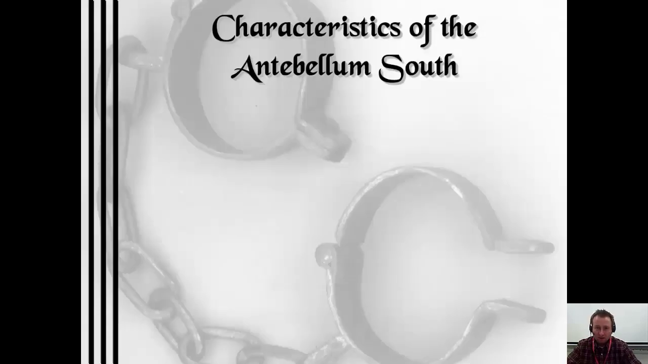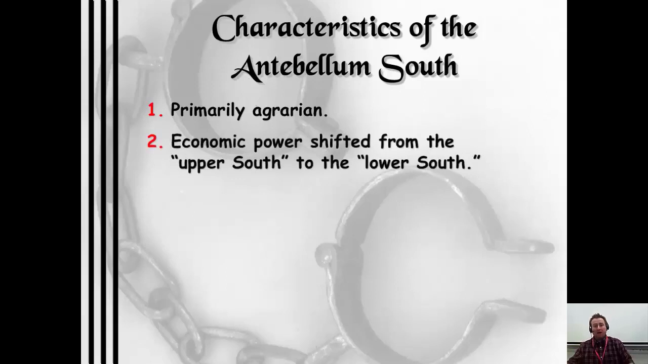So some characteristics of the antebellum South. Number one, it was primarily agrarian. Number two, economic power had shifted from the upper South to the lower South. The cotton gin, we can now grow cotton further away from the coast. The Louisiana Purchase, so you're talking Louisiana, Arkansas, Mississippi, the Deep South.